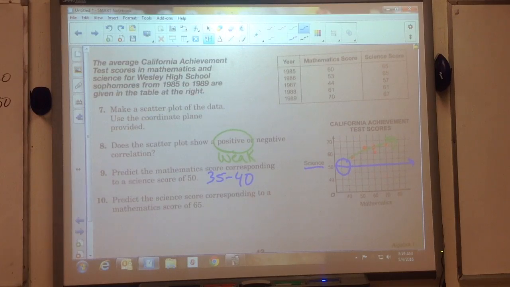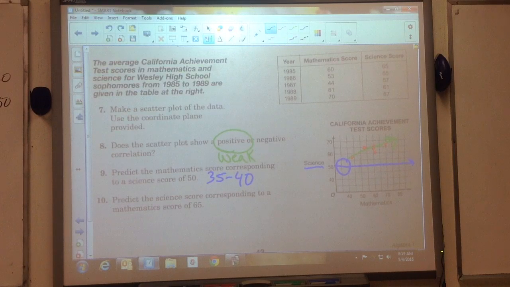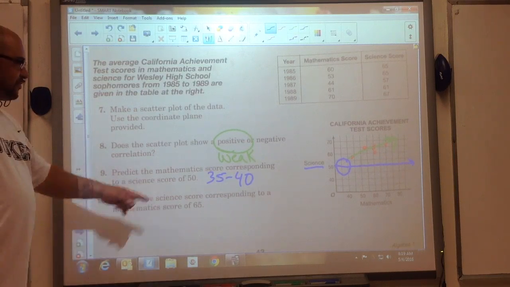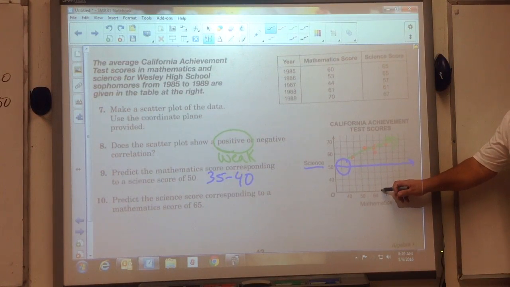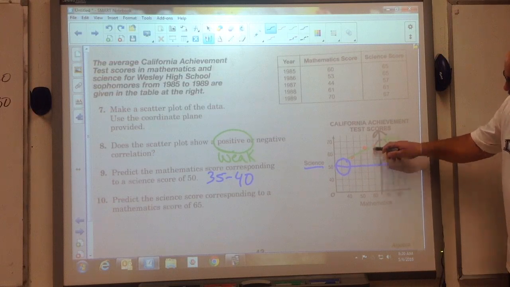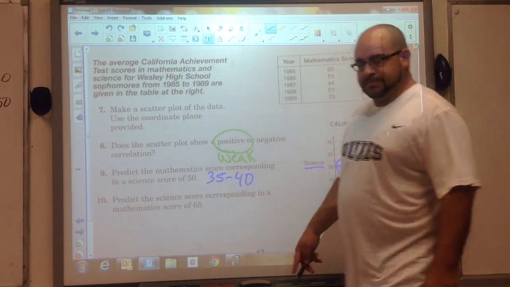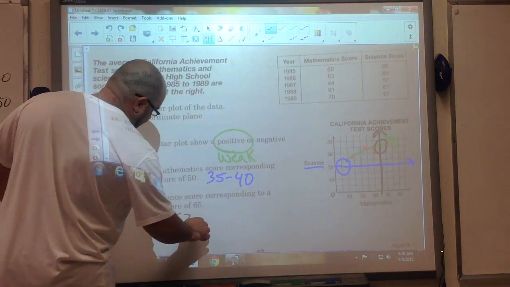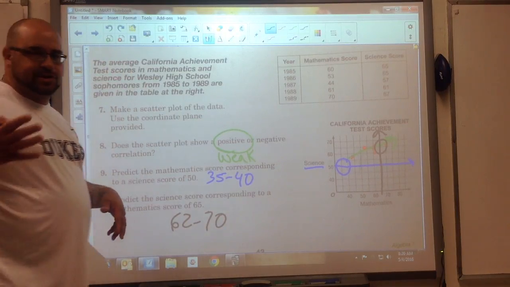And then number 10, I'll do this one in black. It says predict the science score corresponding to a mathematics score of 65. So if the mathematics score of 65 is here, and I draw my line going upward, it's asking for the science score. It would be in this area somewhere. So I would say it could be between, I don't know, 62 and 70 maybe. Somebody else think something else? Okay, so that's going to be my prediction, and your prediction could be different.